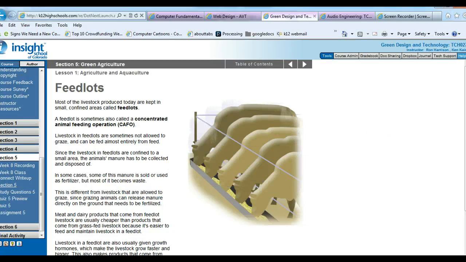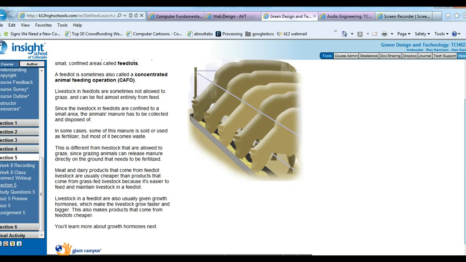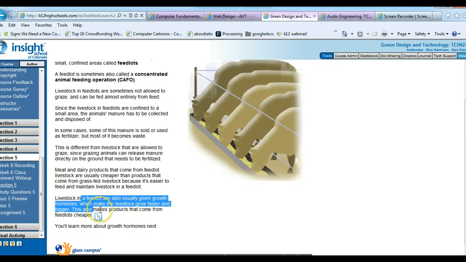Now, the thing about that is that from these feedlots, there's so much waste. A lot of the manure can be sold for fertilizer, which is good, but a lot of that waste can also be damaging to our ecosystem, especially if that waste leaches through the soil and down into the water table. That can be bad. Feedlot animals also sometimes have hormones, so they grow faster.